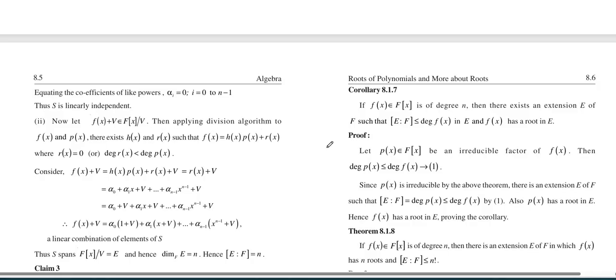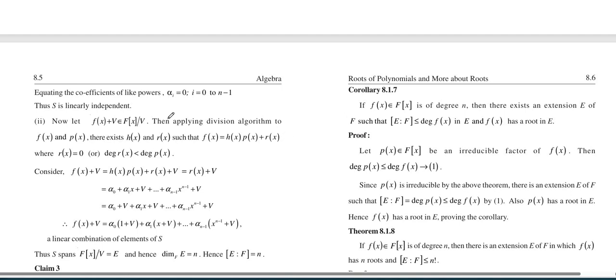Then applying the division algorithm to f of x and p of x. From here, you know f of x, and you are already familiar with p of x. So we are going to apply the division algorithm to these two so that we can find two more polynomials, say h of x and r of x, such that this result holds. From the division algorithm, this has to be written like this.